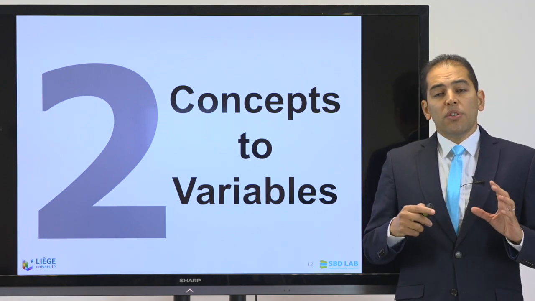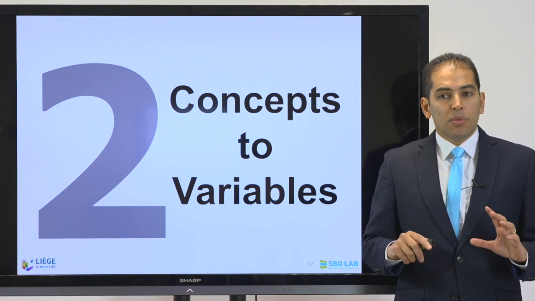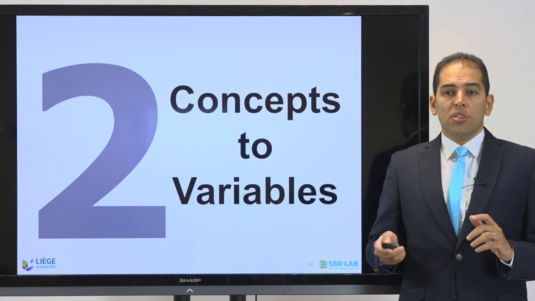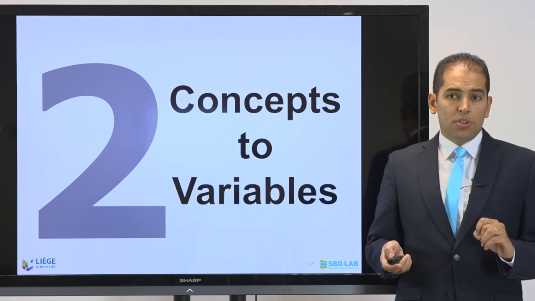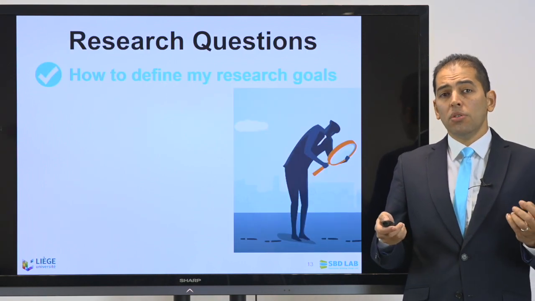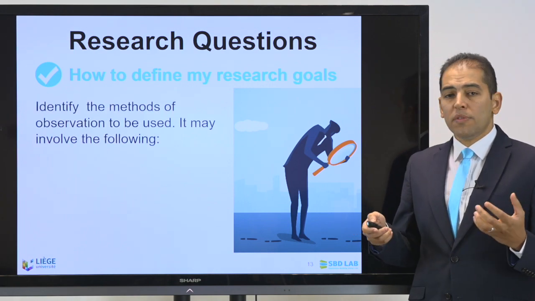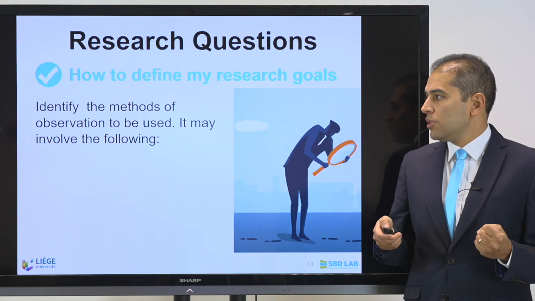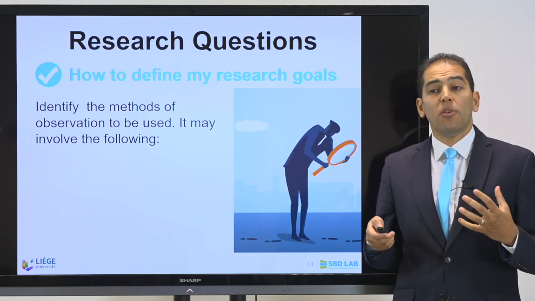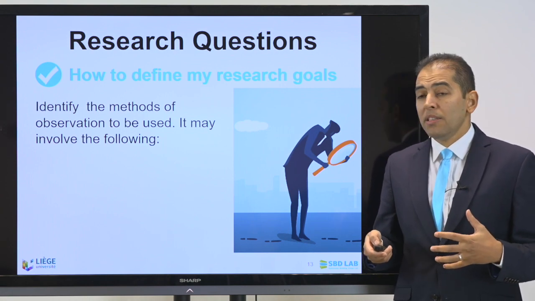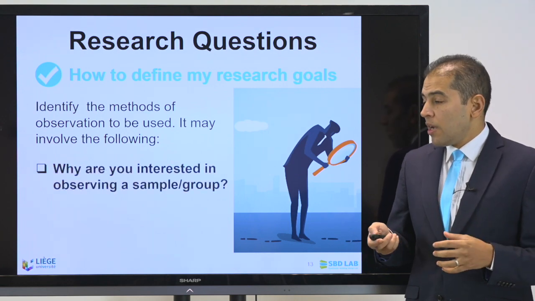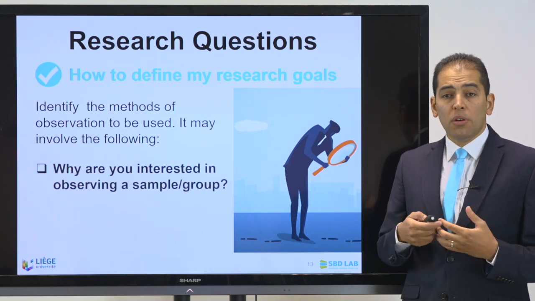Now, this is the first introduction. Let's talk about the concepts and the variables that we are concerned with in our research. As you can see, in order to define your research question, you need first to define your research goal. So one of the major steps that you have to start with is to identify the methods of observation to be used, and it might involve answering the following question.